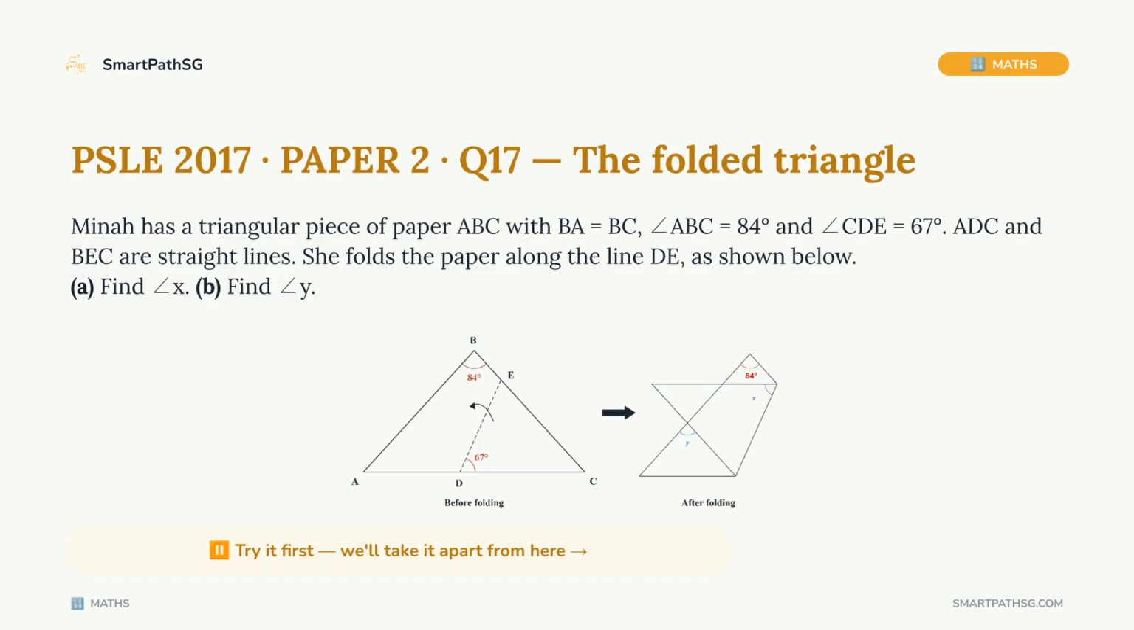Let's read the question together. Mina has a triangular piece of paper ABC with BA equals BC, angle ABC equals 84 degrees, and angle CDE equals 67 degrees. ADC and BEC are straight lines. She folds the paper along the line DE, as shown below. A. Find angle X. B. Find angle Y. How did you do?